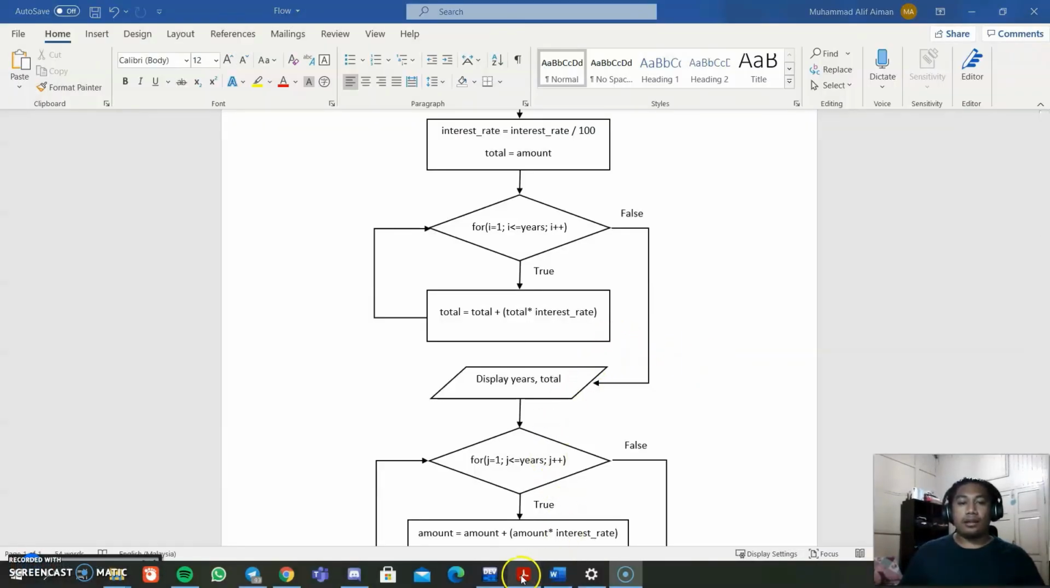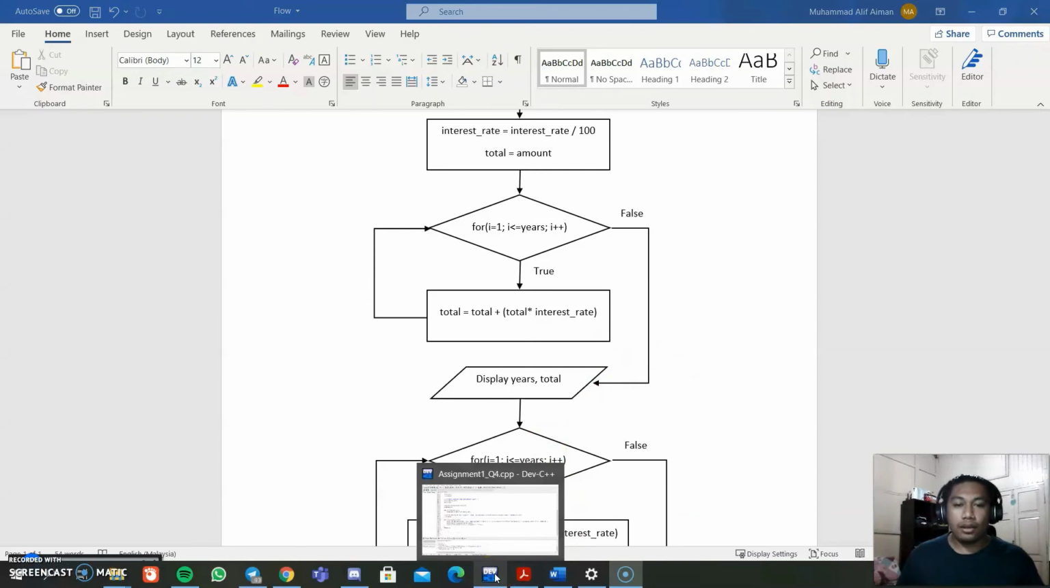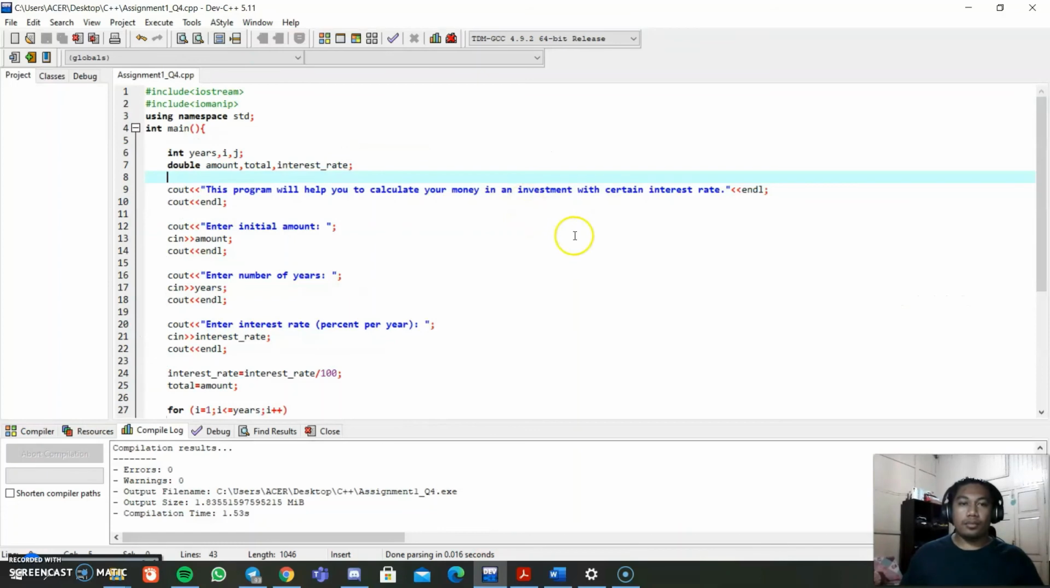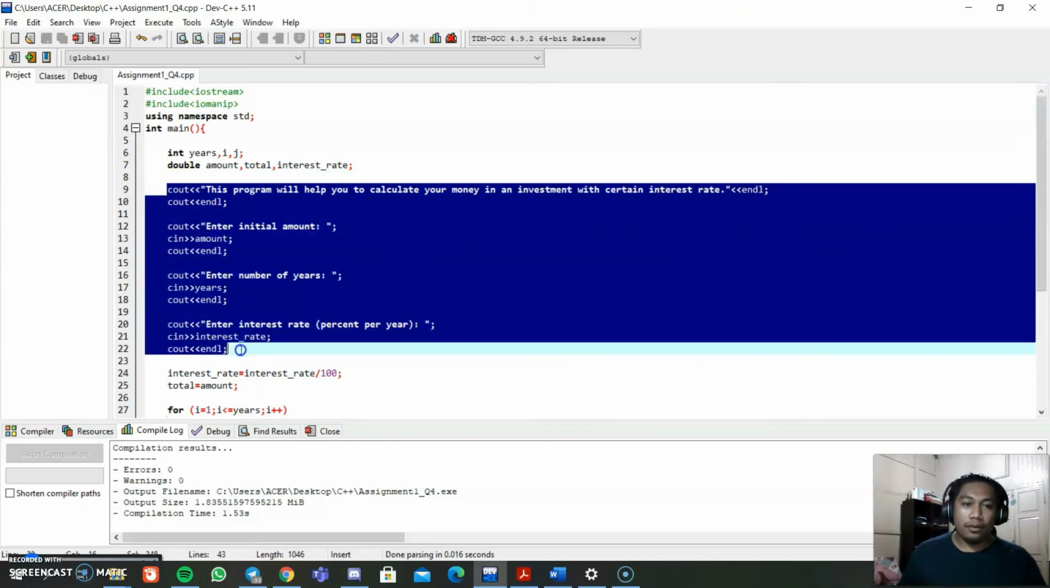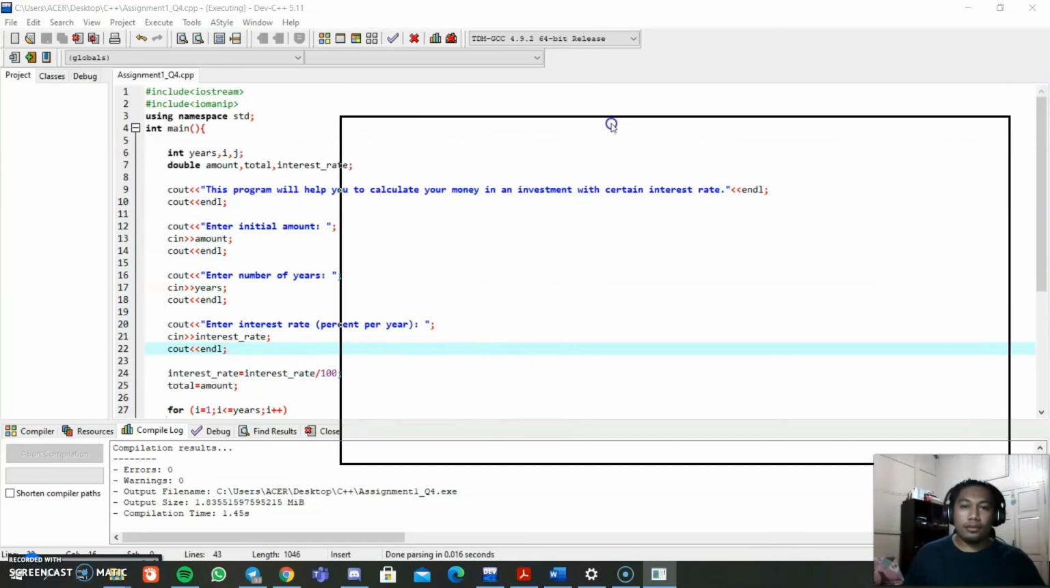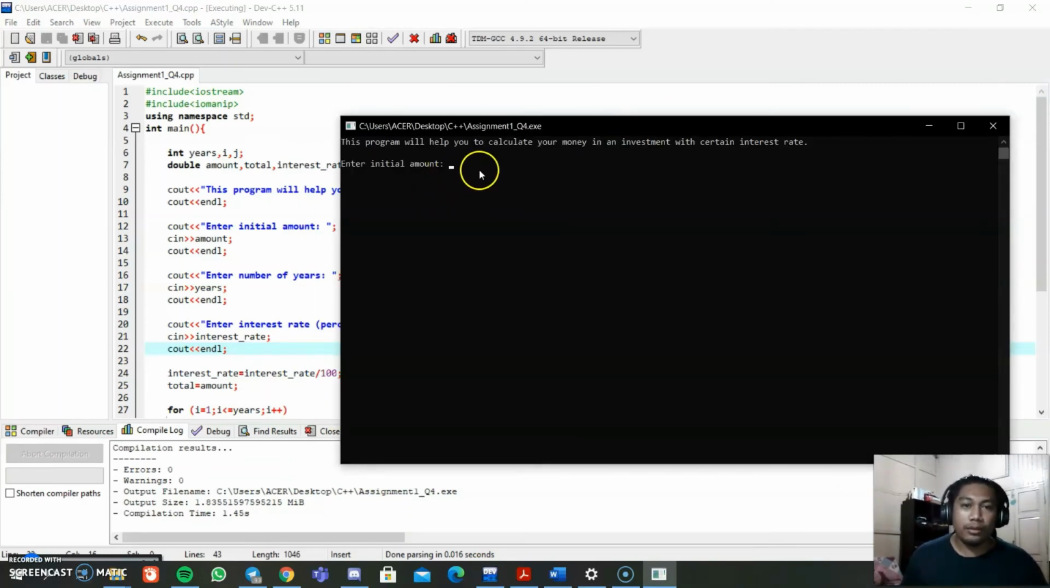So from this flowchart, the C++ code is also constructed. So this is the program. The input process for taking an input for this program is also already in the form of code. So I will try to compile and run this program. This is how the program is going to work.